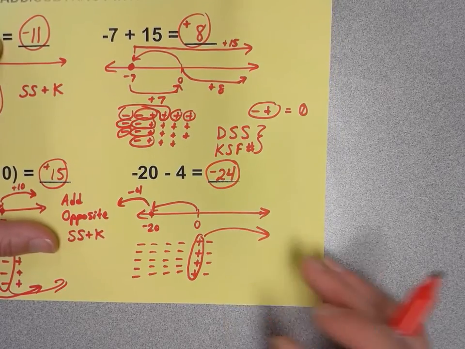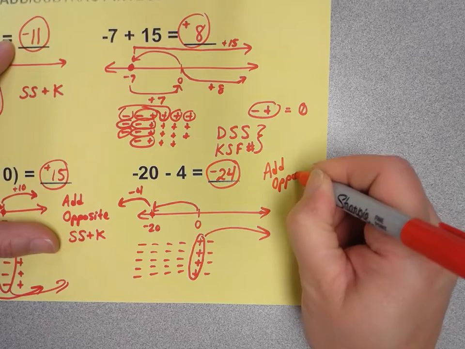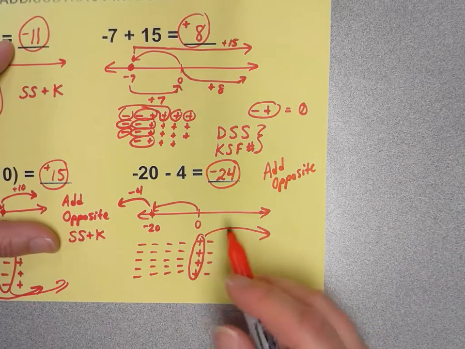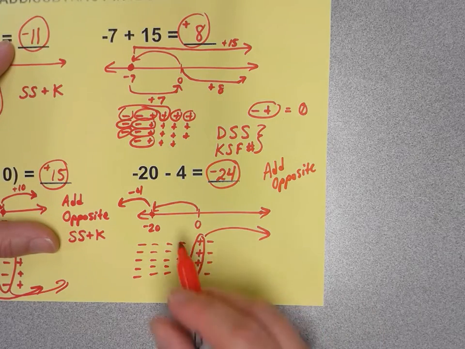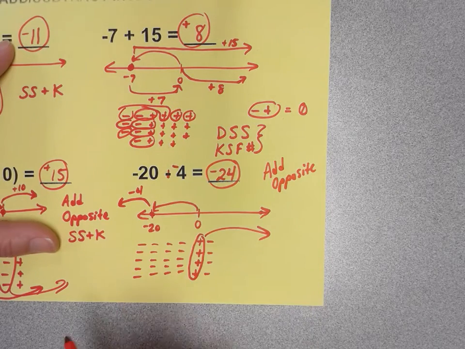Well, there must be a better way to get there. Do you remember how we talked about adding the opposite? This is how we apply an abstract rule, something that will work every single time without using my number line or without using my pictorial approach. So add the opposite of 4 would be negative 4.